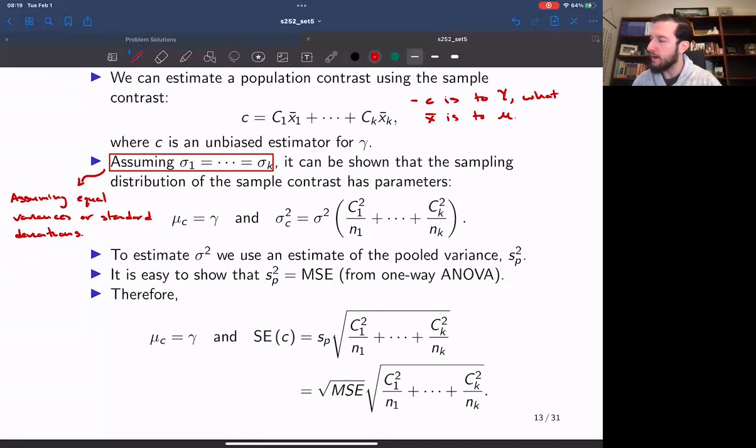So then we can write that the standard error of the sample contrast is the square root of the MSE multiplied by the square root of C1 squared over N1 plus C2 squared over N2, all the way up to CK squared over NK. So basically, when we are running inference about the contrast, we have estimate minus gamma divided by the standard error of the estimate. And this is the same form we've had for all of our different hypothesis tests and confidence intervals. Any questions so far?